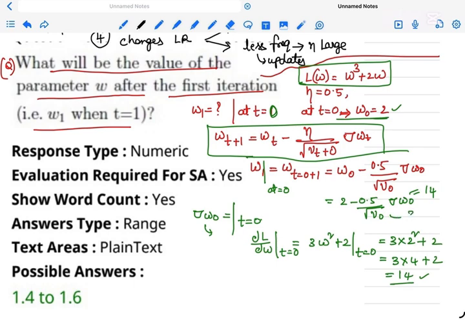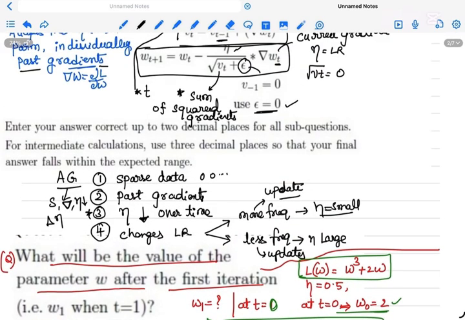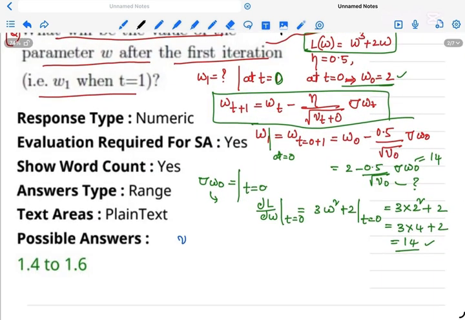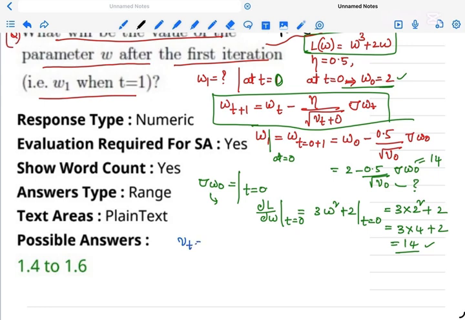So we want to find V now. Vt equals this relation: Vt equals Vt minus 1 plus delta Wt square. So Vt equals Vt minus 1 plus delta Wt whole square.